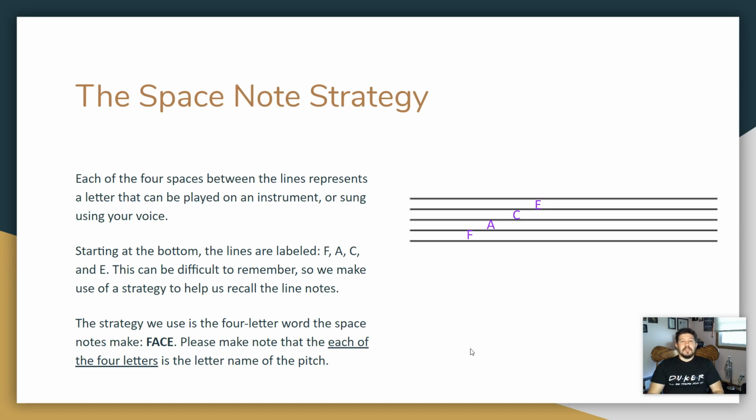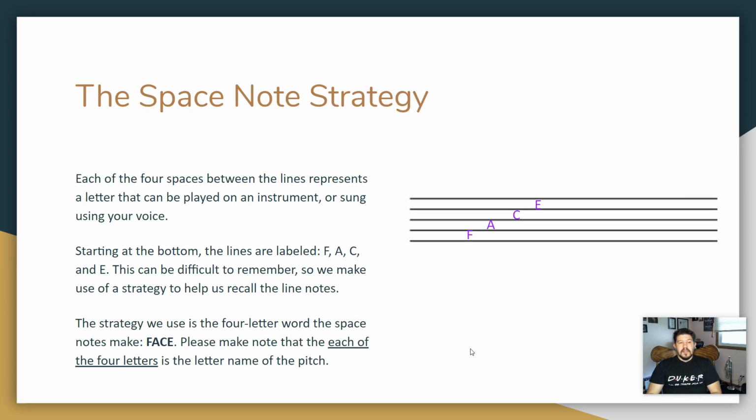Now, again, sometimes we have a little bit of difficulty just memorizing things right off the top. So we can use a 4-letter word that's going to help us remember this. It is the word face, because those 4 letters, F-A-C-E, spell face. One thing to remember, though, is the 4 letters are the names of the spaces. So it's not face on the first space and then you do something different. It's F, A, C, and then E.